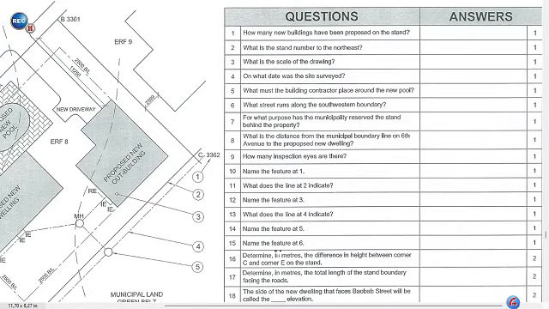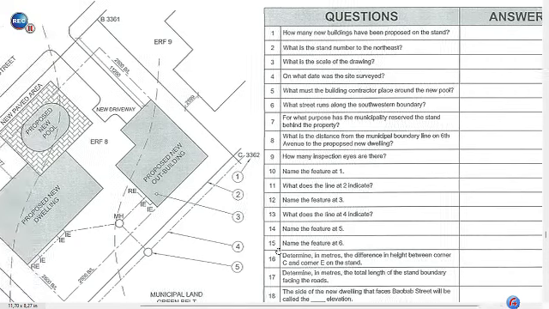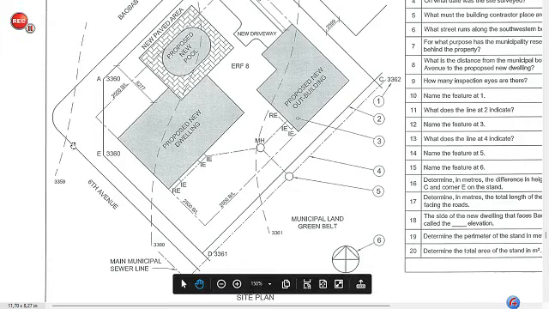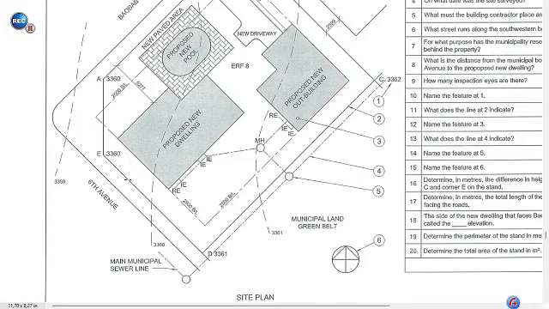Number 8, what is the distance from the municipal boundary line on 6th Avenue to the proposed new dwelling? And that's going to be the distance from the municipal boundary, which is this dark line that you will see here. Remember, that is the start of the road. This is the pavement. So from this line here until that line, which is the proposed new dwelling, and that is going to be 2.5 meters or 2,500, which is the distance between the building line and the boundary line.